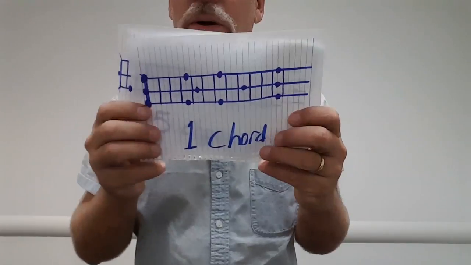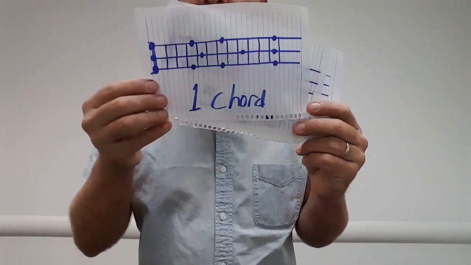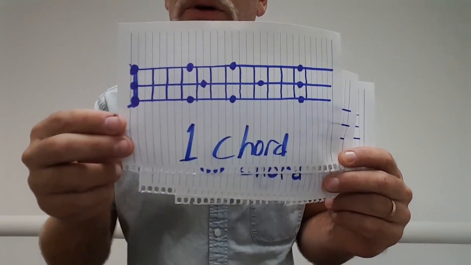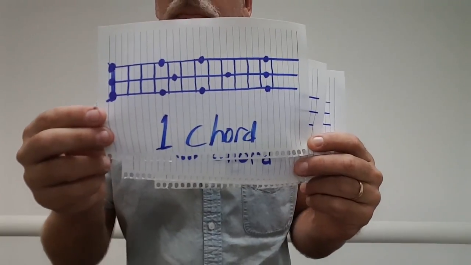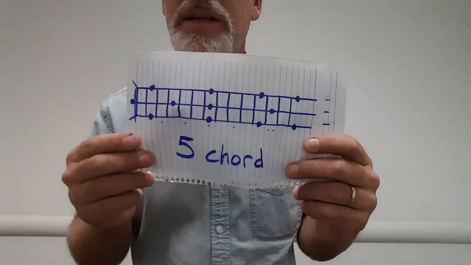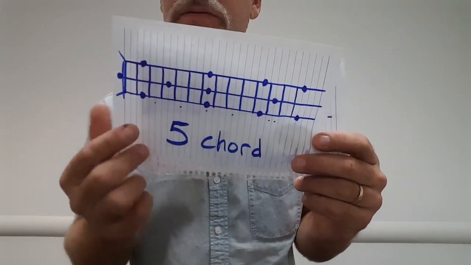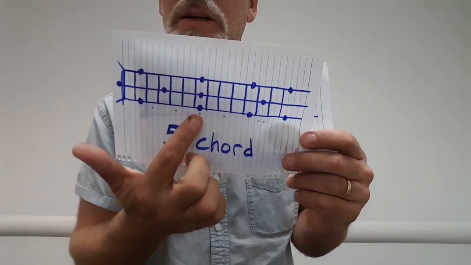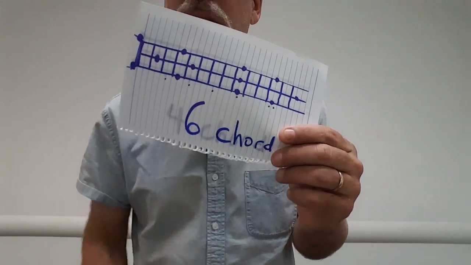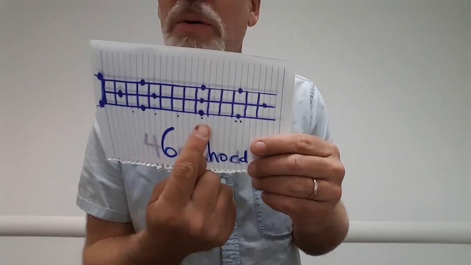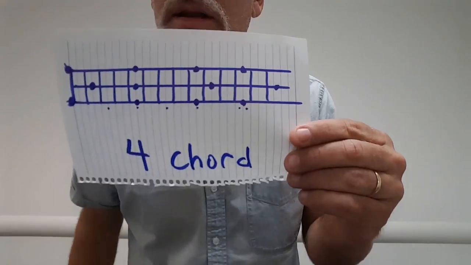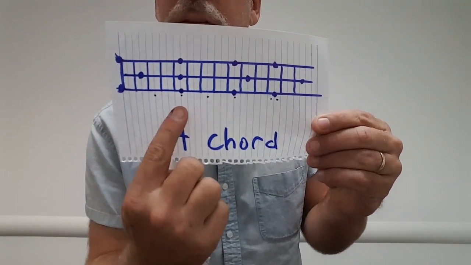So what I've done is I have drawn these little diagrams of the different chords. The one chord, this is the diagram. Any combination of these notes, with these open on this side, will render you the one chord. Here's the five chord. It's the same pattern, just moved to this position, the seventh fret. Then we go to the minor six chord, which is the bar chord moved up to the ninth fret. And then the four chord, which is the same bar chord, goes up to the fifth fret.